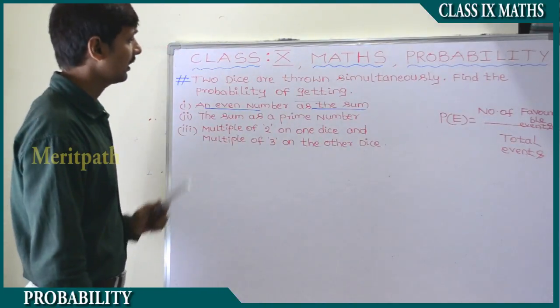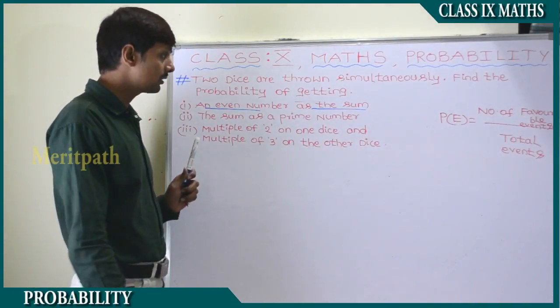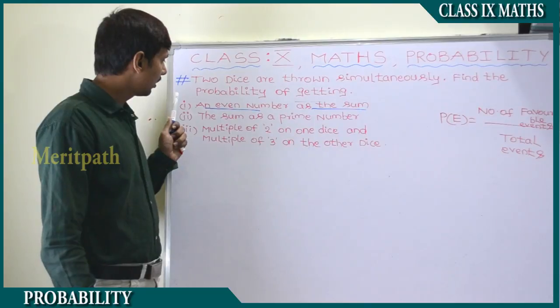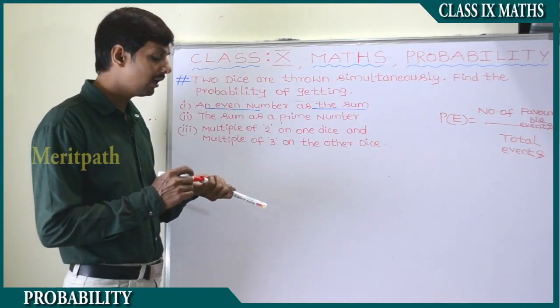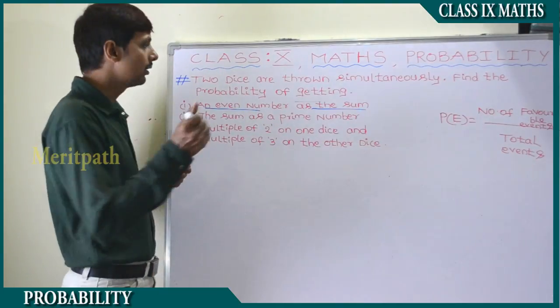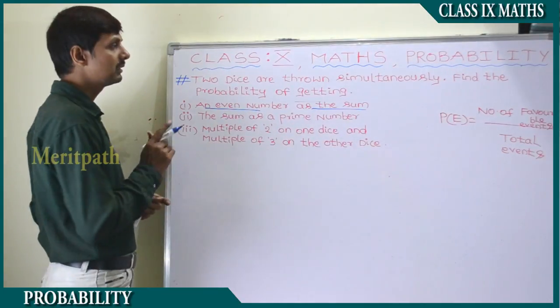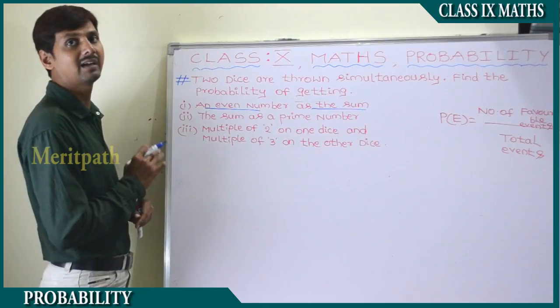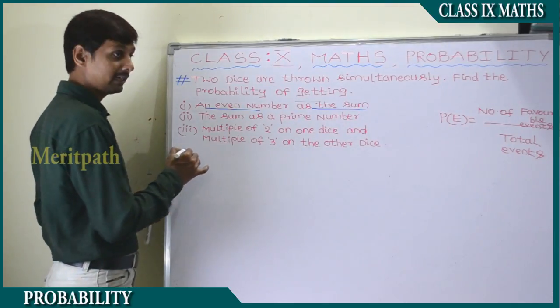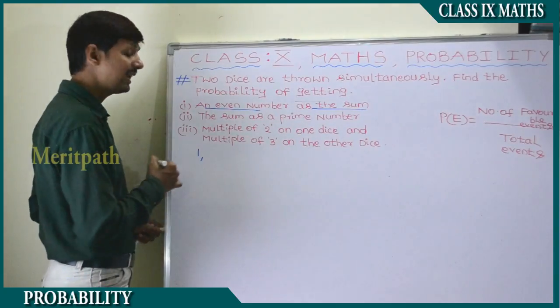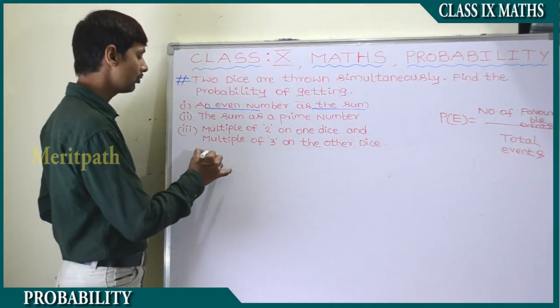So we use this formula and find out all three, the first one, second one, and third one. Let's find all the events. What are the possible events in the random experiment? Let's take the events that can occur: on the first dice it is 1, and the second dice also 1.